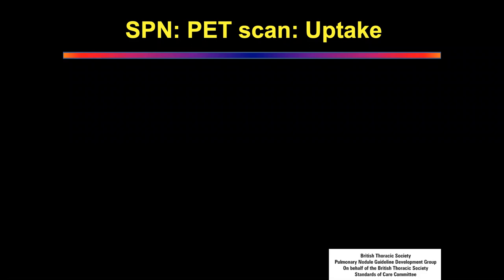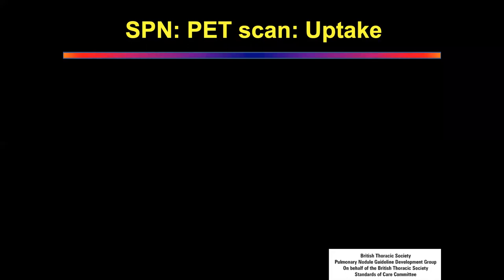Or actually, let me ask the question again. What is the physiological uptake in a PET scan? That's my question. Areas of physiological uptake in a PET scan. So the heart. Okay, good. Brain, heart, kidneys, bladder. Yes. These places will have higher uptake. Absolutely. Thyroid. So don't mistake these for metastasis.